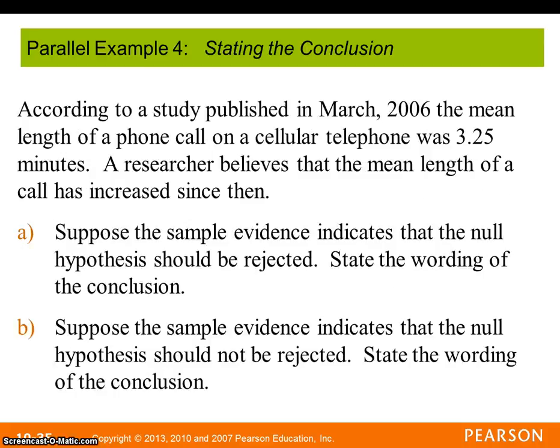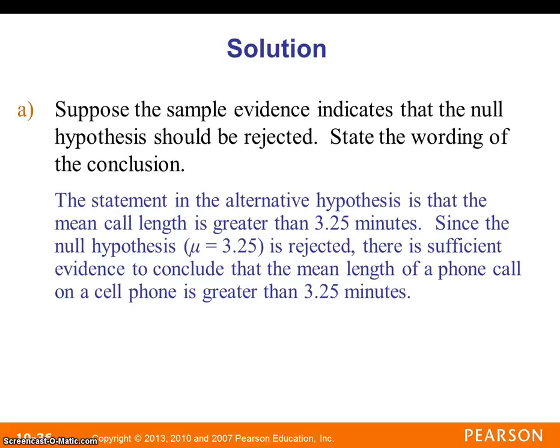So here's an example here. According to a study published in March 2006, again, this is the cell phone example, the mean length was 3.25 minutes. And a researcher believes that the mean length of a call has increased by then. So suppose that the sample evidence indicates that the null hypothesis should be rejected, state the wording of the conclusion. And then B, suppose that the sample evidence indicates that the null hypothesis should not be rejected, state the wording of the conclusion.